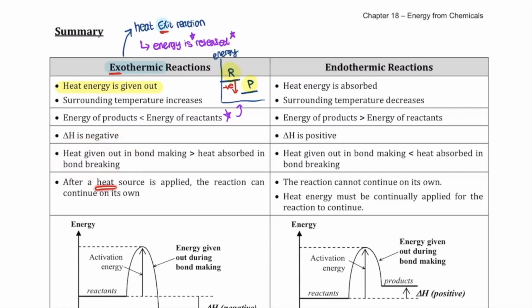Now, after a heat source is applied, the reaction can continue on its own, because we know that for an exothermic reaction, it just needs to cross the activation energy barrier, and after that, the reaction can continue by itself.